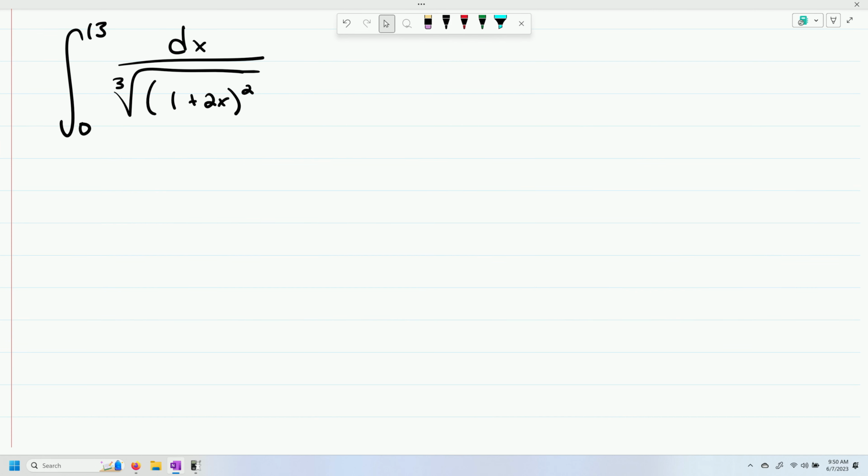All right, so here's the last problem we're going to do. And it is the integral from 0 to 13 of dx over the cube root of the quantity 1 plus 2x squared. Hopefully you're sitting there looking at this going, that looks crazy. And I agree. Although it's not a difficult problem, it looks crazy to begin with.